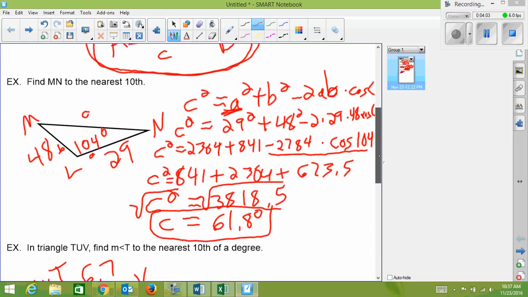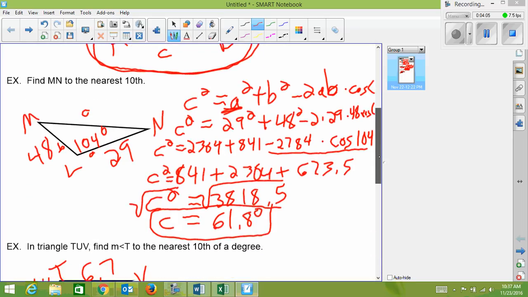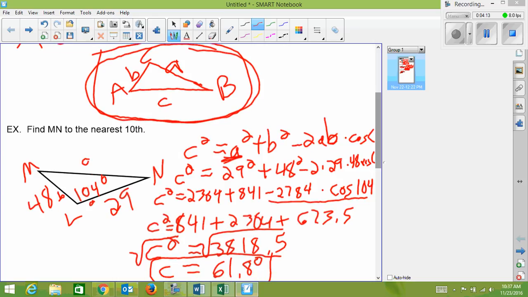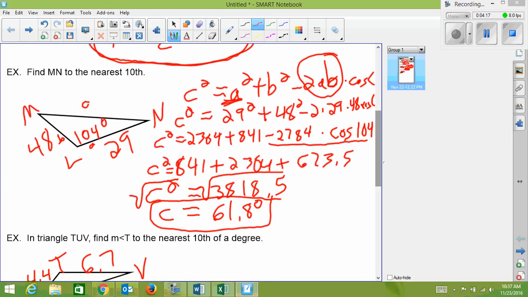Up here, it should have been a b in my formula, so I had to change it right here. You use the two sides that you're not using. So since I was doing c, I used the other two sides.